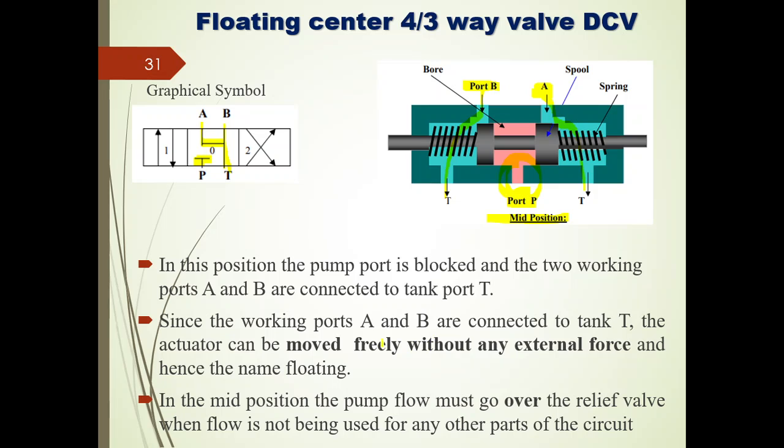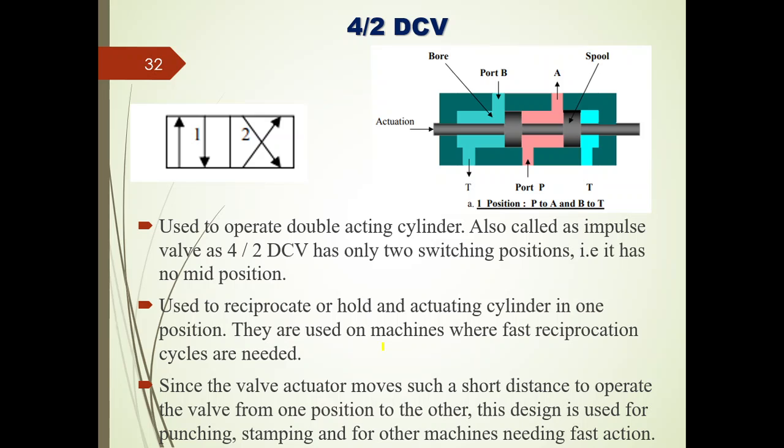So such type of floating center 4 by 3 way direction control valves we are using whenever we need free movement of the actuator without application of an external force. In that case we can go for this type of floating center 4 by 3 way direction control valve, right? So these are the various configurations we have in the case of DCVs, 4 by 3 DCVs.